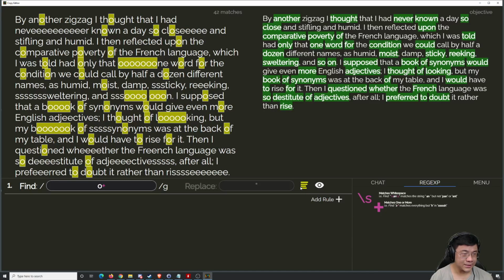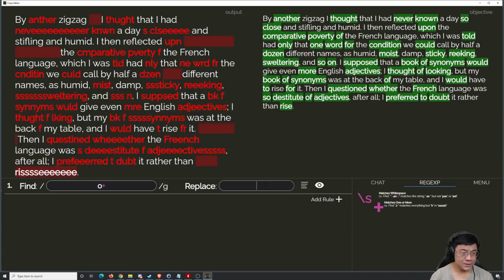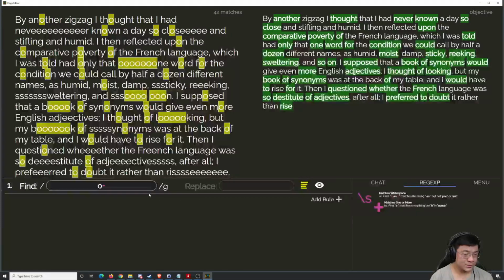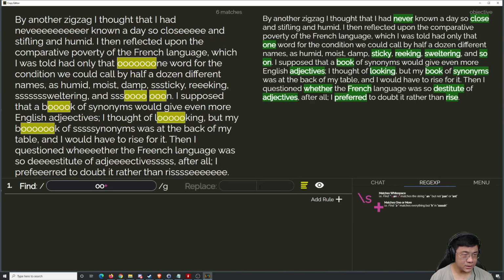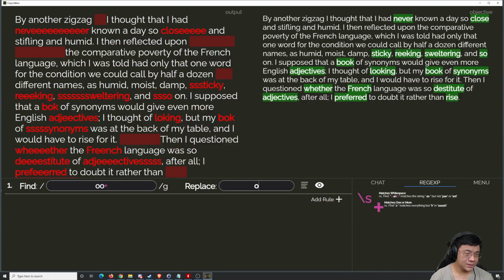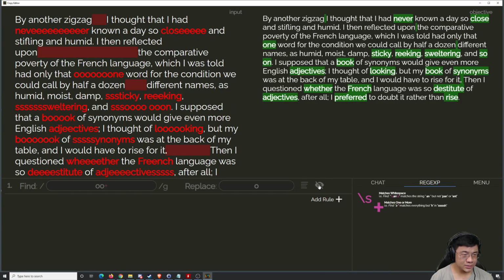Can I turn that on? Thank you. It's actually super useful. So it seems like you just want to replace those with just basically one O. Oh yeah. That did a lot.